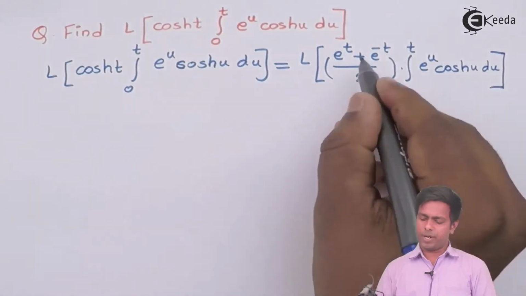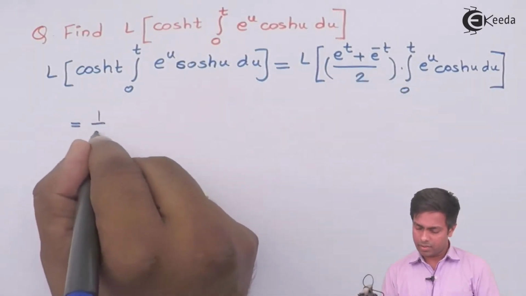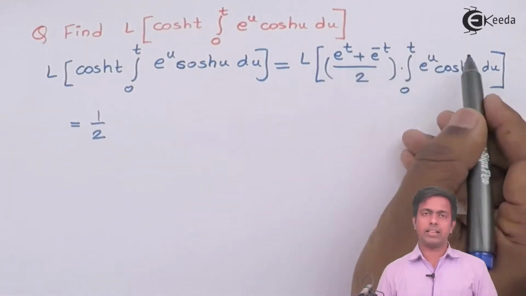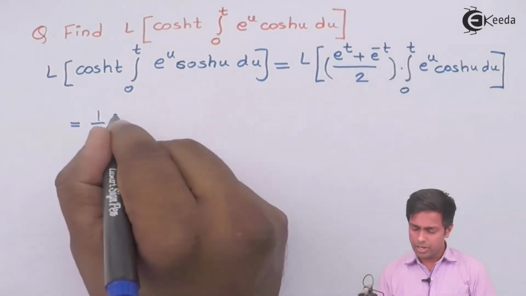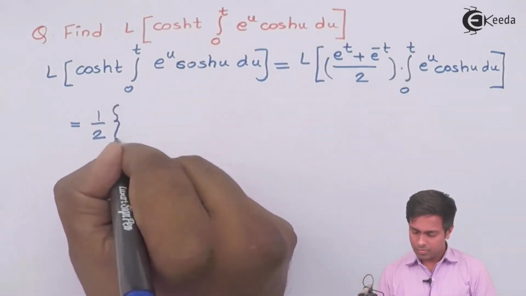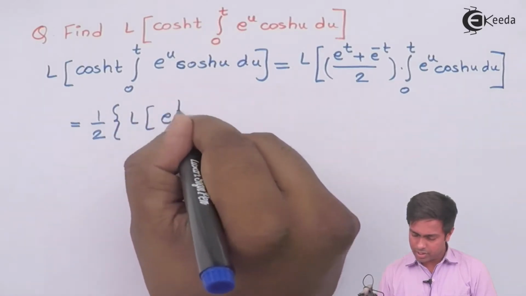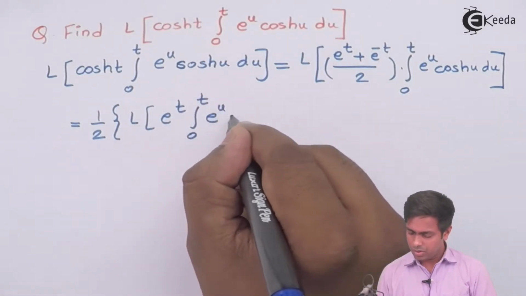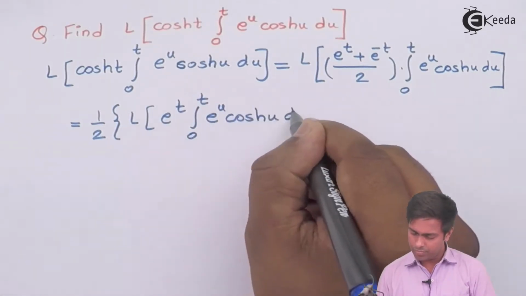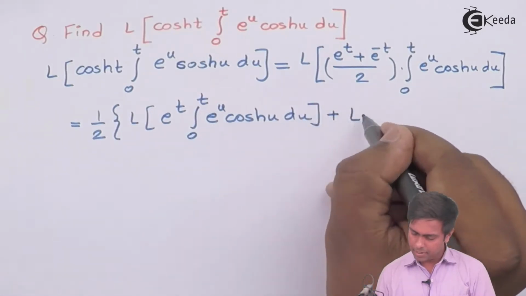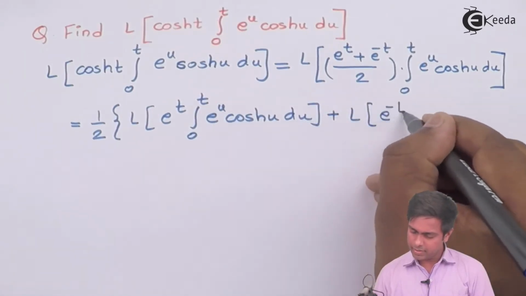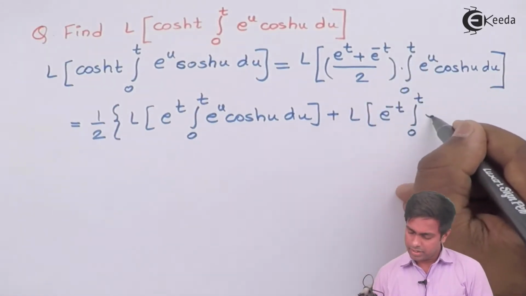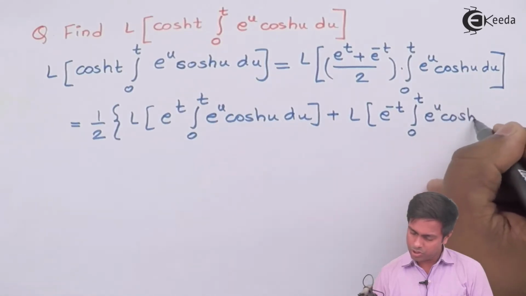Now guys, 1 by 2 is a constant, I'll take it outside, and we will multiply this integral with e raised to t and then e raised to minus t. So it will give us Laplace of e raised to t integral 0 to t e raised to u hyperbolic cos u du plus Laplace of e raised to minus t into integral 0 to t e raised to u hyperbolic cos u du.